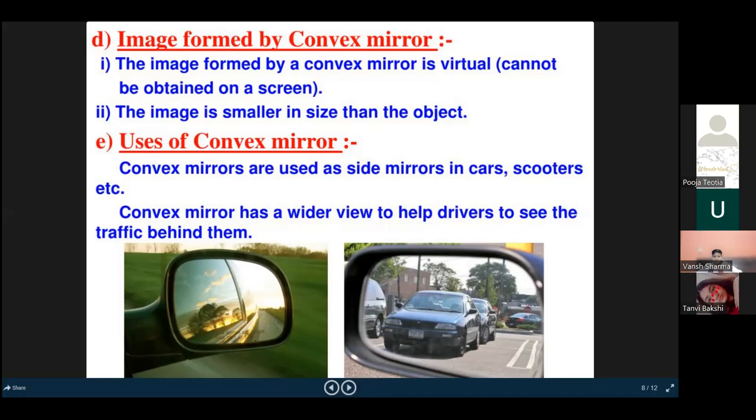Because it has a wider view. Wider view, very good. The convex mirror helps as a rear view mirror because the driver can see how many cars are behind the car. Yes, this helps the drivers to see the traffic behind them. Okay. Next, this convex mirror is very important.